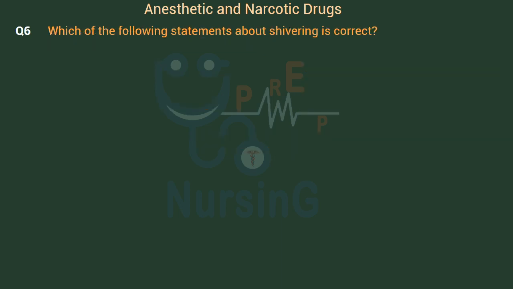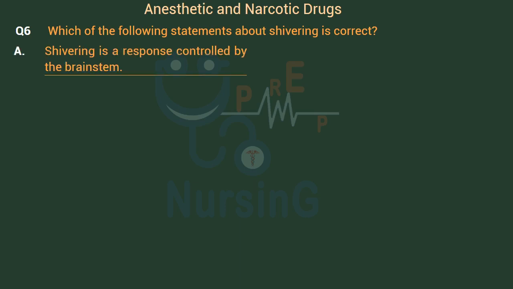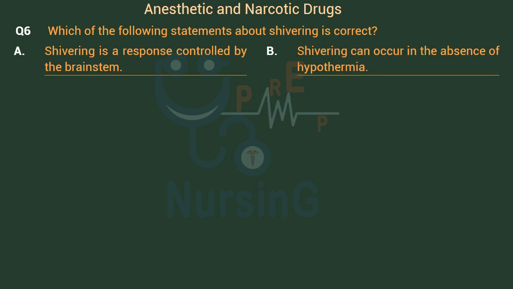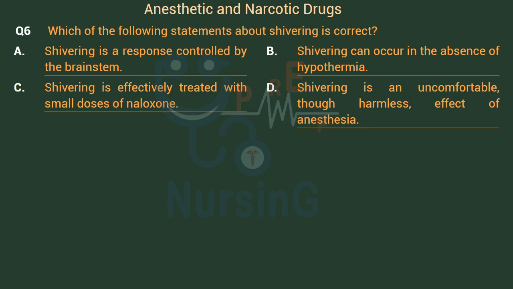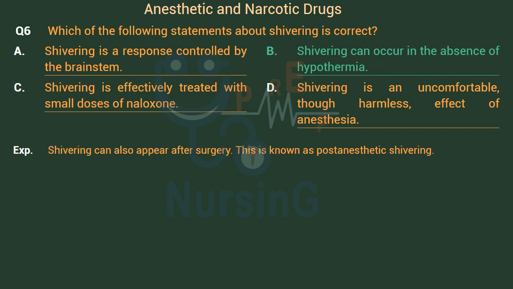Which of the following statements about shivering is correct? Option A, Shivering is a response controlled by the brainstem. Option B, Shivering can occur in the absence of hypothermia. Option C, Shivering is effectively treated with small doses of naloxone. Option D, Shivering is an uncomfortable, though harmless, effect of anesthesia. Right answer is Option B. Shivering can occur in the absence of hypothermia. Shivering can also appear after surgery. This is known as post-anesthetic shivering.